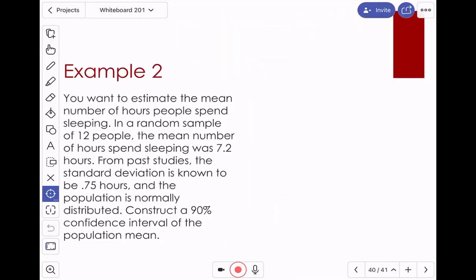So let's try example 2. You want to estimate the mean number of hours people spend sleeping. In a random sample of 12 people, the mean number of hours spent sleeping was 7.2 hours. From past studies, the standard deviation is known. Here's a key thing: when they say the word known, a known standard deviation, known sigma, use a z critical value. The standard deviation is known to be 0.75 hours and the population is normally distributed. Construct a 90% confidence interval of the population mean.